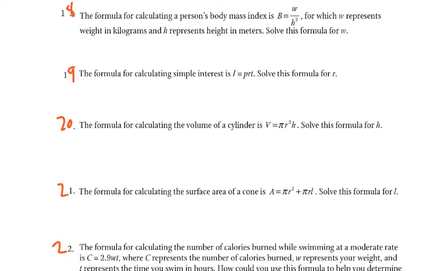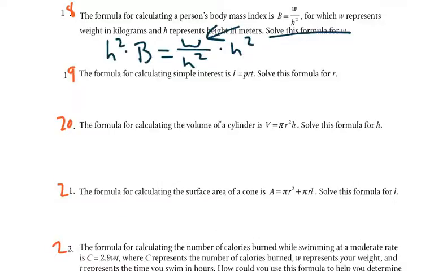So, the formula for calculating a person's body mass index is B equals W over H squared, for which W represents weight in kilograms and H represents height in meters. Solve for W. So we've got B equals W over H squared. We want to get W by itself. Well, what's happening to W? It's being divided by H squared, so times by H squared on both sides. Now, do we know what H squared times B is? No, so we just leave it B times H squared, and that's going to equal W.